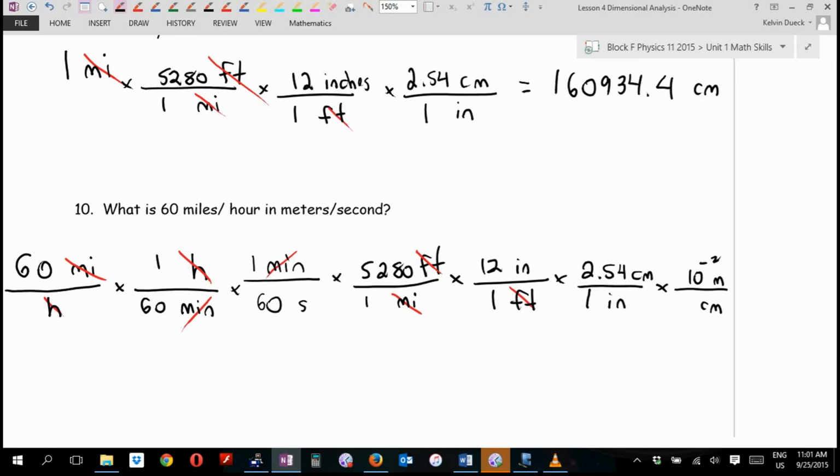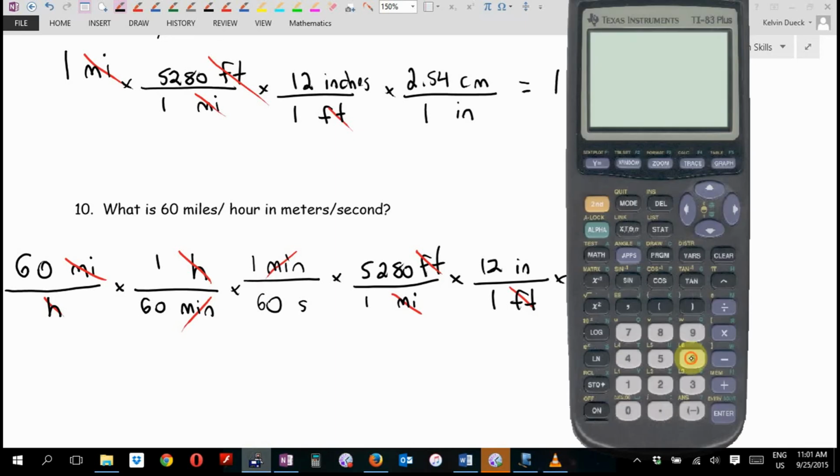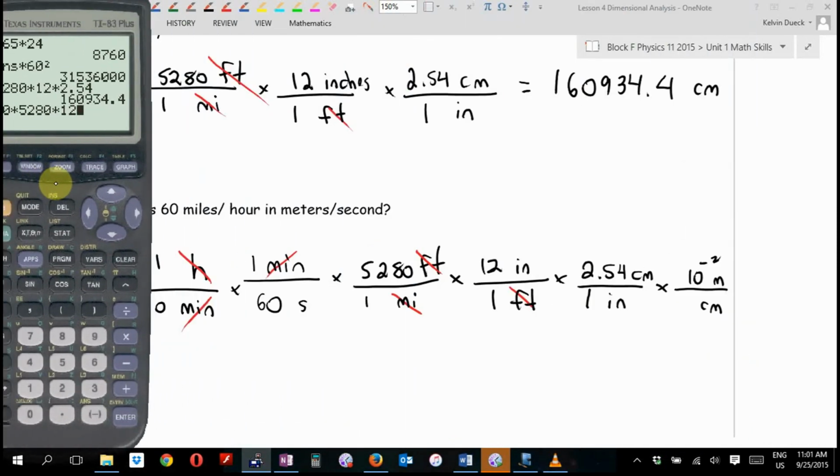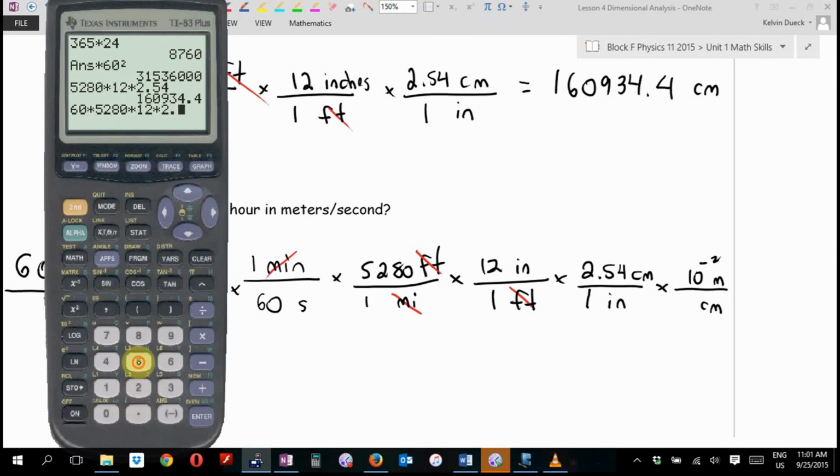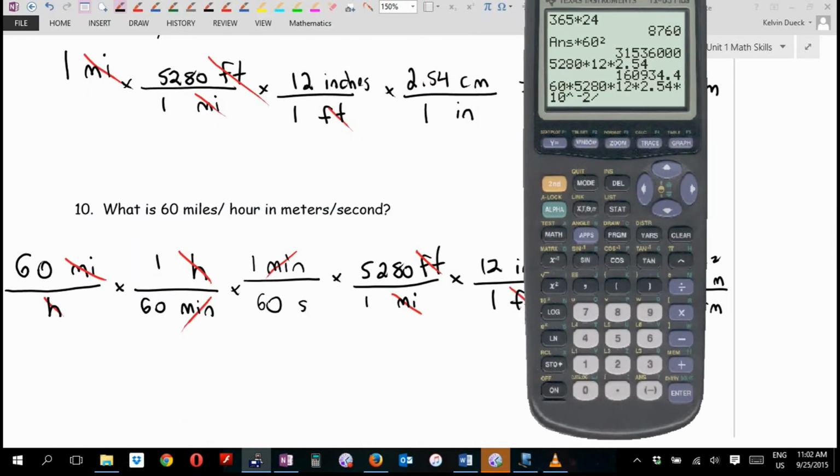Now, I have also learned this trick. If you divide miles per hour by 2, that's roughly meters per second. Without doing any of the math, I'm going to tell you right now, you're going to get an answer like 25, 26, 27, or 28-ish with decimals. Let me try. 60 times 5,280 times 12 times 2.54 times 10 to the negative 2, divided by 60 and also divided by another 60.